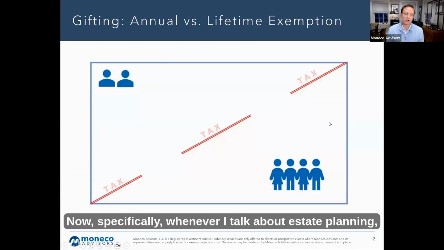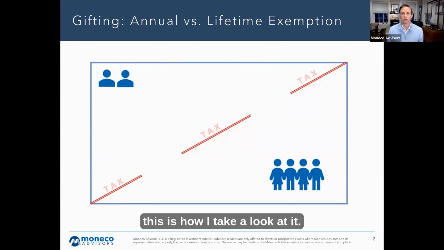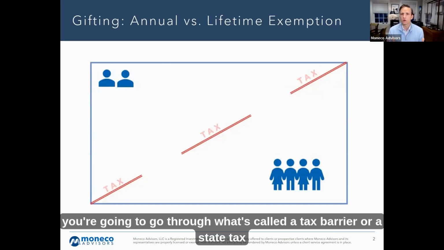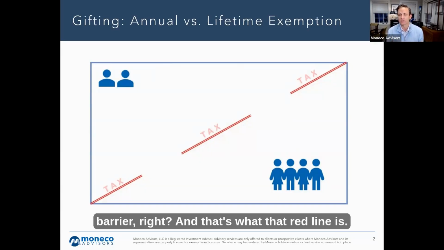Now, specifically, whenever I talk about estate planning, this is how I take a look at it. So I'll draw a map, specifically with the gift or the donors on the top left. So you can think of those as the parents. Maybe the kids on the bottom right there. You can see there's 4 of them in here. Anytime you actually gift between generations, you're going to go through what's called a tax barrier, or a state tax barrier, right? And that's what that red line is.